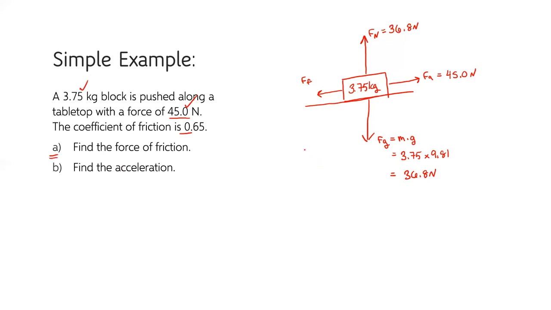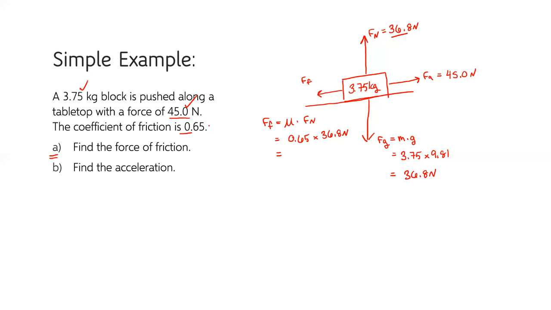So right now we have all the pieces filled in that are required to find the force of friction. So the force of friction is the coefficient of friction times the normal force, which is equal to 0.65 times our normal force of 36.8 newtons. Now that we have that, we multiply them together. This is a fairly high coefficient of friction.